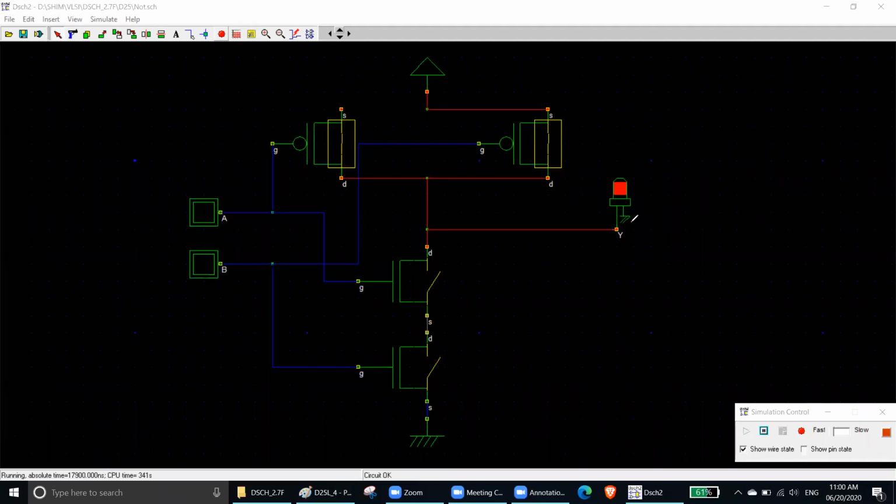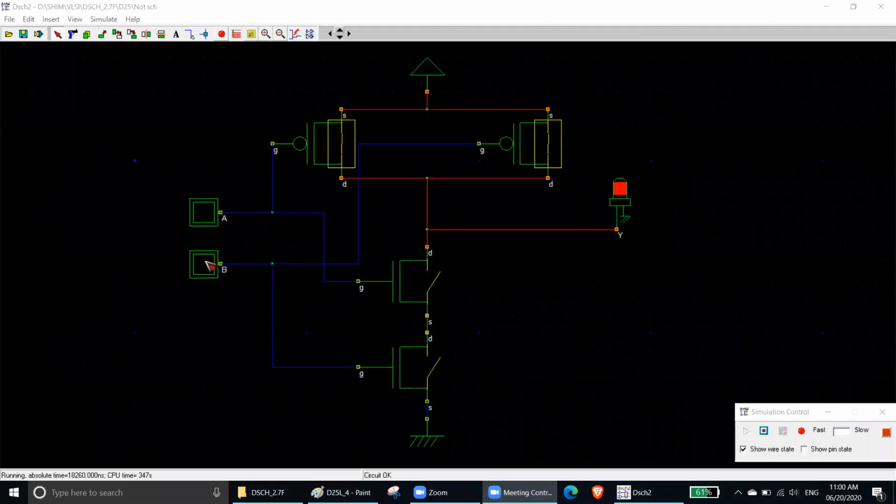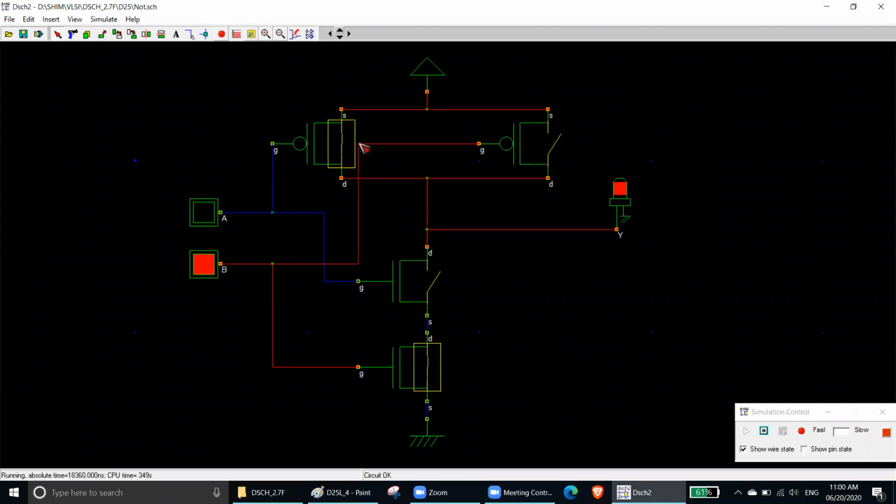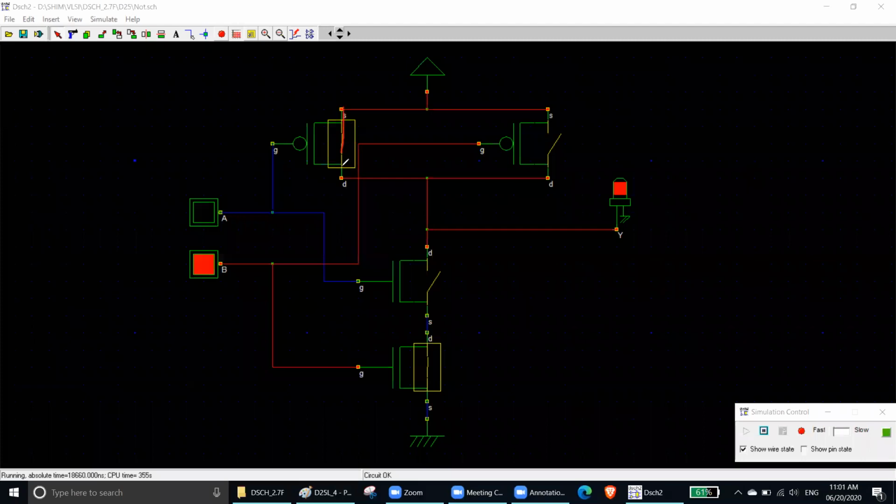So by that time the LED will be on. That means your output is 1. For 0 0, your output is 1. Now let's try the next combination, 0 1. When it is 0 1, you can see one MOSFET is on because its input is 0. So its NMOS is 0 as well. This one is 1.